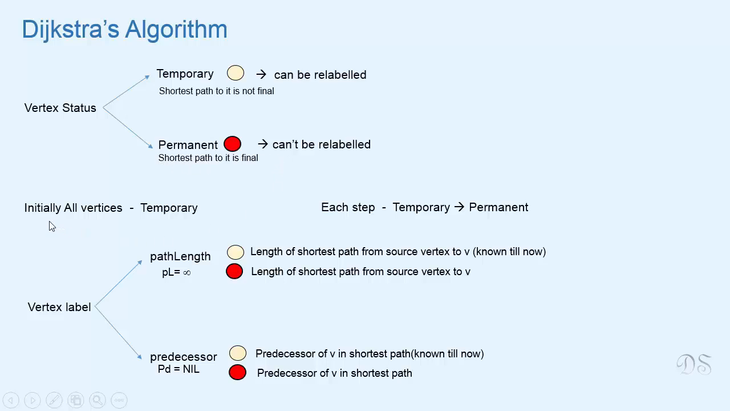We have seen that initially all vertices will be temporary, and in each step of the algorithm we'll make a temporary vertex permanent. Now to choose the vertex that is to be made permanent, we'll use the greedy approach. In the greedy approach, we generally perform an action that appears best at the moment. So in this algorithm, we'll take the temporary vertex with minimum path length and make it permanent. Now let's see the whole stepwise procedure of the algorithm.